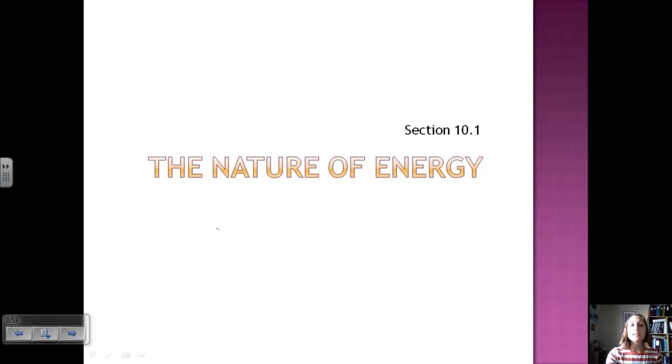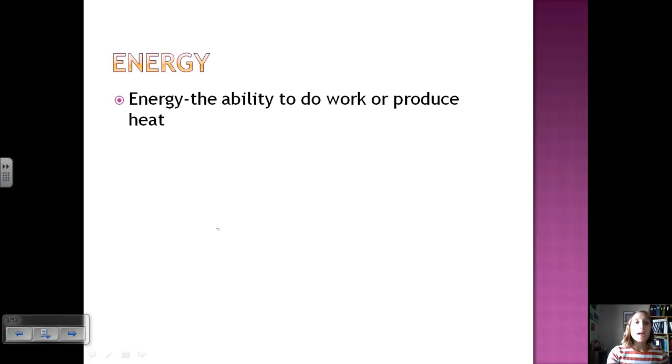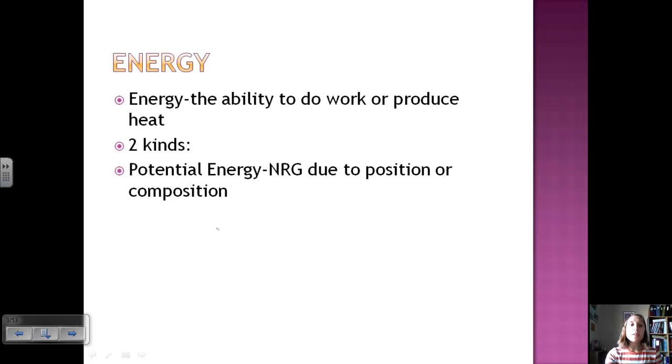So section 1 discusses the nature of energy. So just kind of giving some background. Energy is the ability to do work or produce heat. And there are two main kinds of energy. First kind is potential energy. So this is energy due to position or composition.